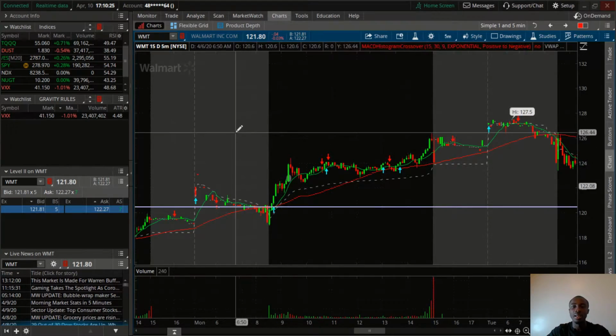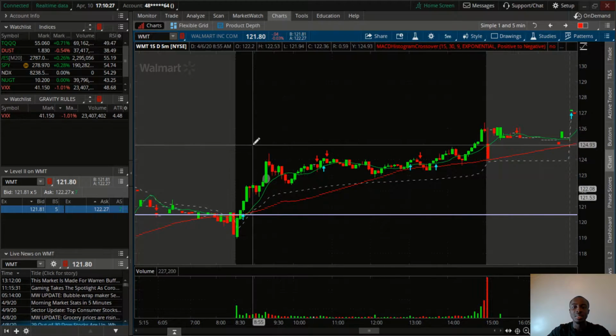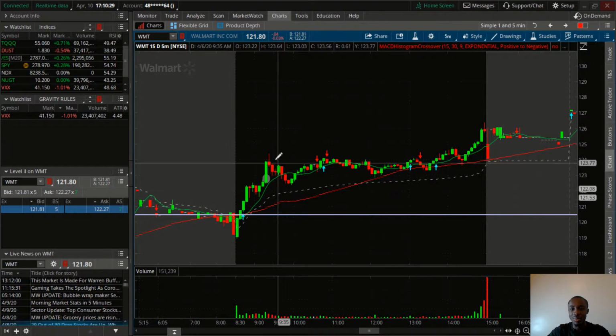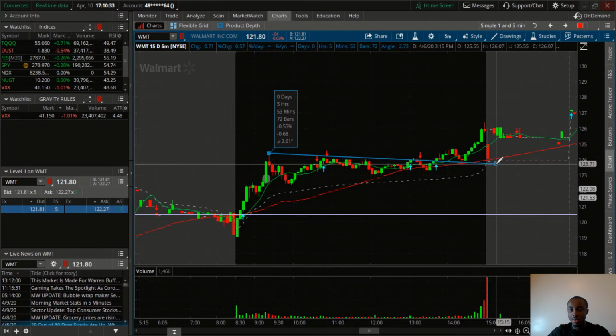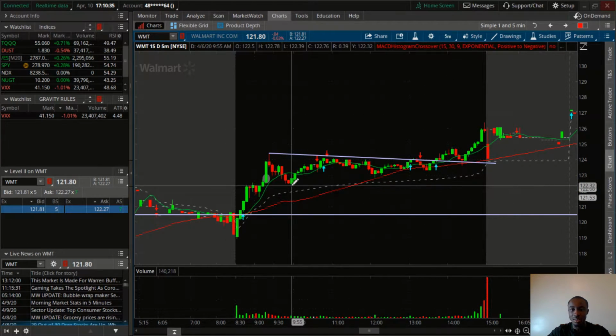And the pattern that I was anticipating is this. Let's dive into Thinkorswim again, all right? And let's zoom in here. Let me take my drawing tool and connect these things right there. Let me connect the tops, okay, right there, and then let me connect the bottom.